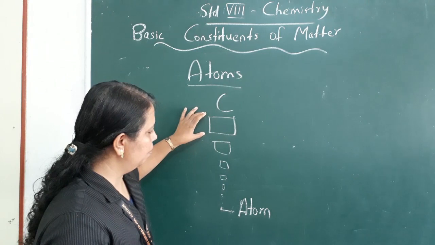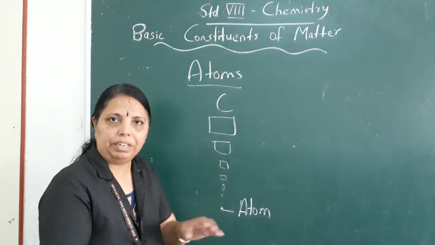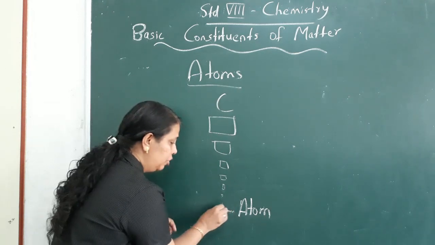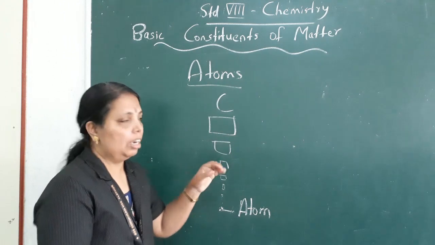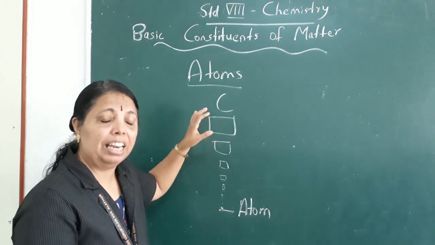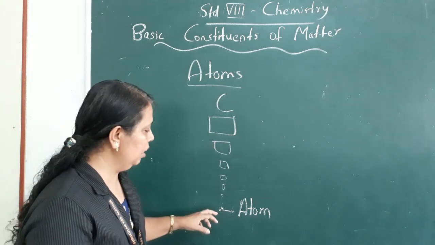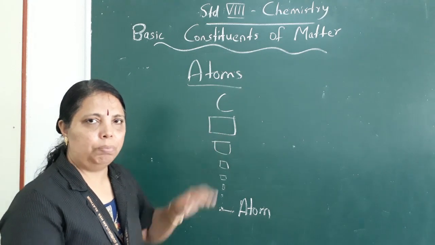Now, if this is carbon, this is called a carbon atom which cannot be divided, and this atom will have all the properties of carbon. Whatever properties and characteristics carbon has, all of them this atom will have. Understood? Elements cannot be decomposed.